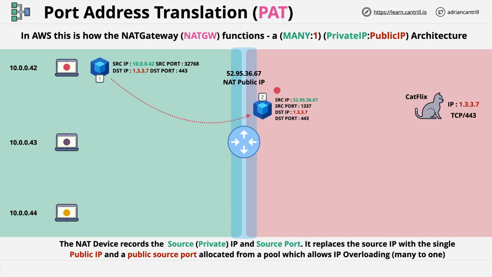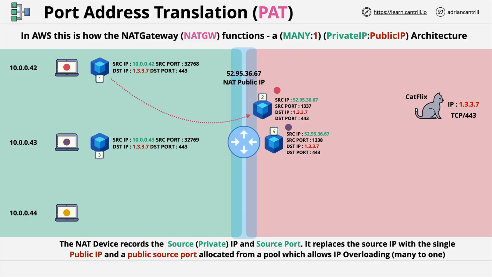and this newly adjusted packet is forwarded on to Catflix. If the middle purple laptop did the same thing, then the same process would be followed. It would record all of this information, it would allocate a new public source port, and would translate the packet, so adjust the packet's source IP address and the source port to these newly defined values.